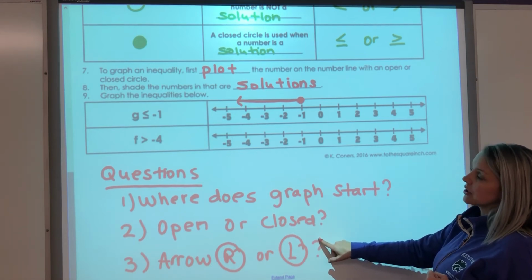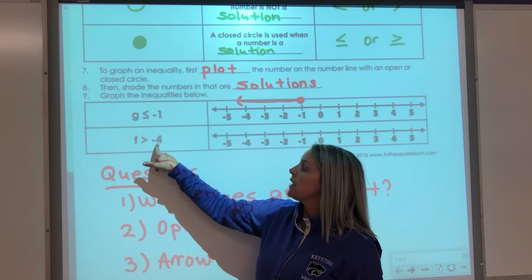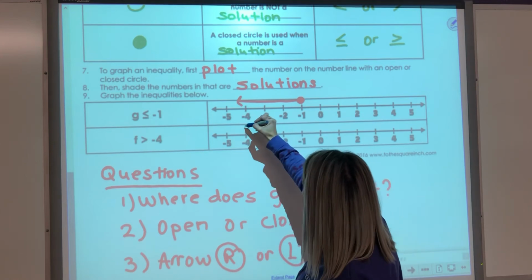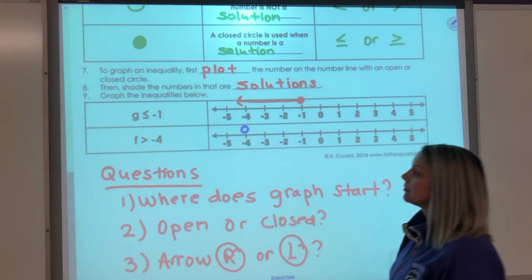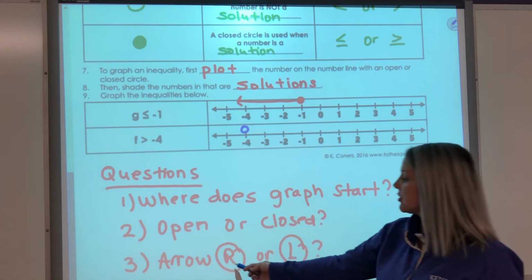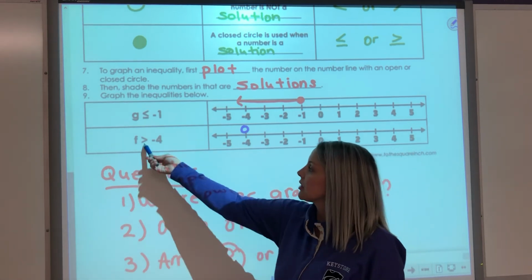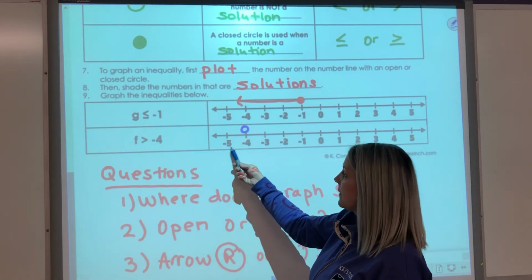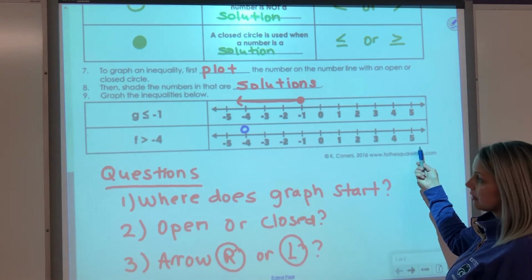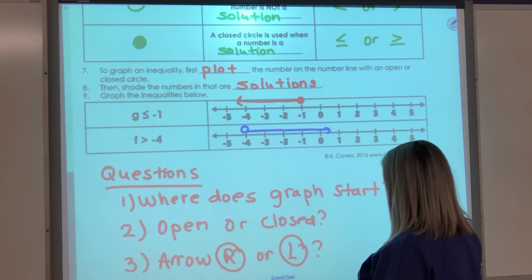Open circle or closed circle? Well, f is greater than -4. So -4 is not included in the solution set. So I'm going to have an open circle at -4. Is my arrow going to go to the right or to the left? Well, I need to think of my values. My values are going to be greater than -4. So the values to the left, greater, or the values to the right, greater? And hopefully you're answering to the right.